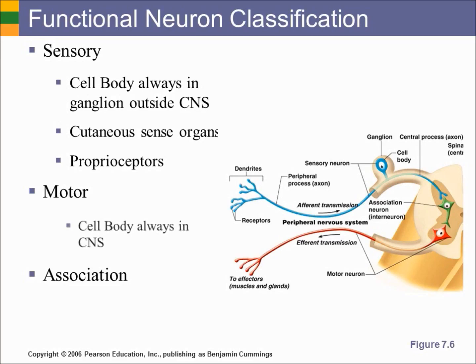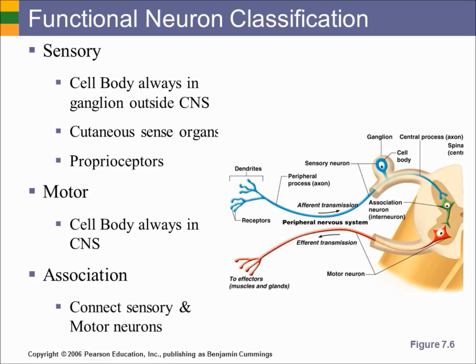Then you've got the motor neurons. Cell bodies are always within the central nervous system. So in my red ones here, motor neurons, here's the cell body, and it is within the central nervous system, in the spinal cord, and its axon extends out to the effectors, and an effector can be either a muscle or a gland.